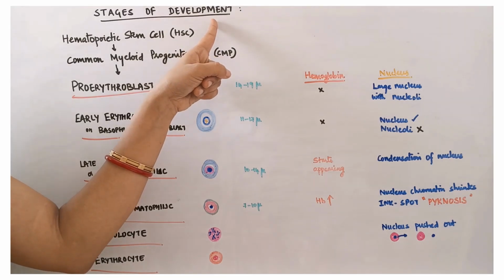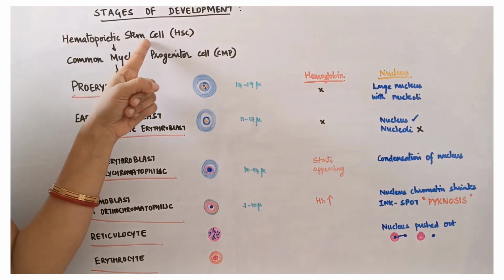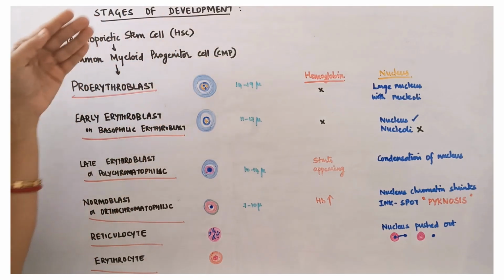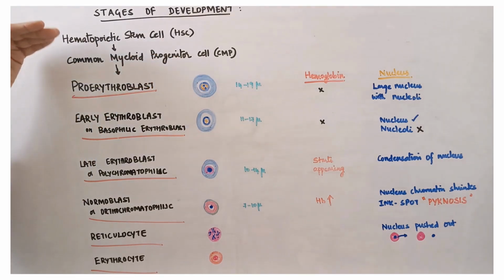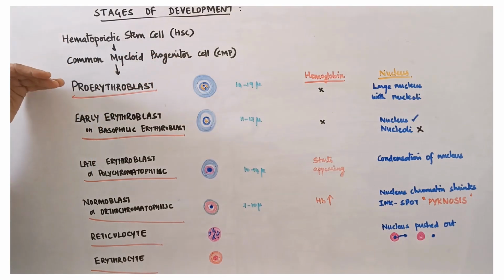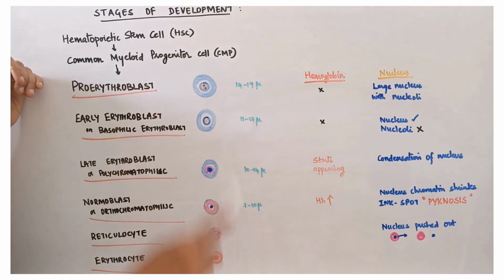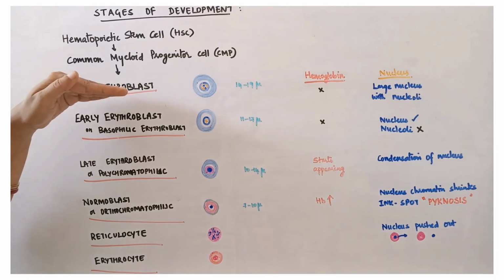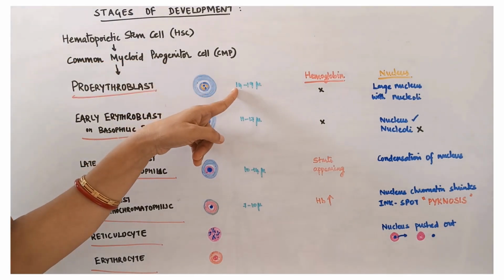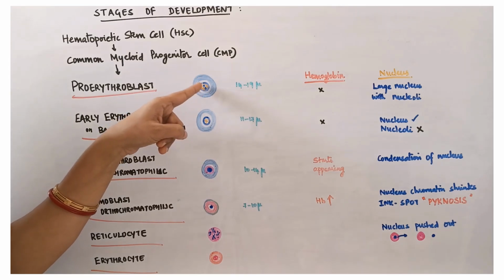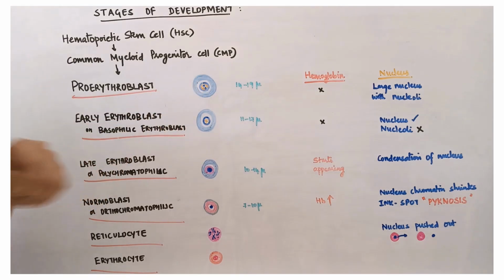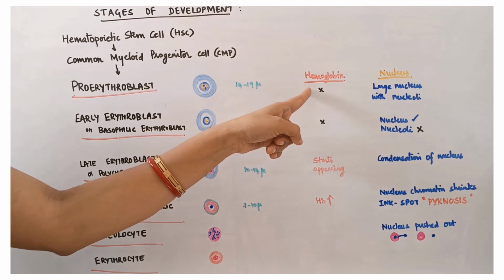So first you have the hematopoietic stem cell, which differentiates into a common myeloid progenitor cell. This common myeloid progenitor cell will differentiate into a proerythroblast, which is the beginning of RBC production. Proerythroblast is about 14 to 19 micron in diameter. They have a large nucleus with nucleoli and reticulum of fine chromatin threads, but they do not contain hemoglobin.